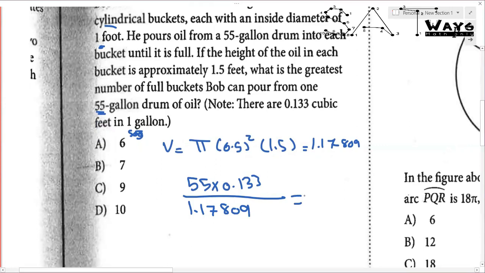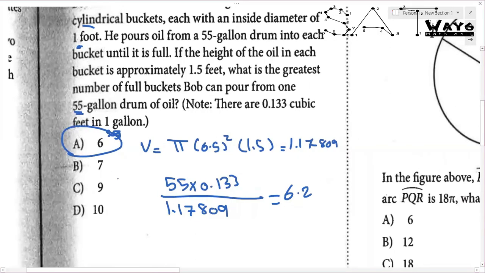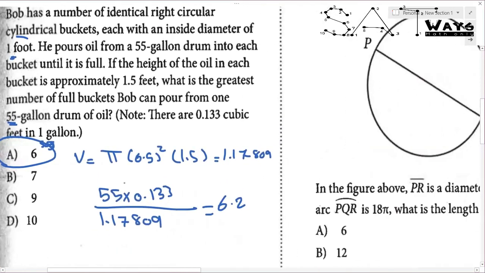So you are going to do it like this: 55 multiplied by 0.133, divided by 1.17809. So it's 6.2, which is 6. Okay. Let's move on.